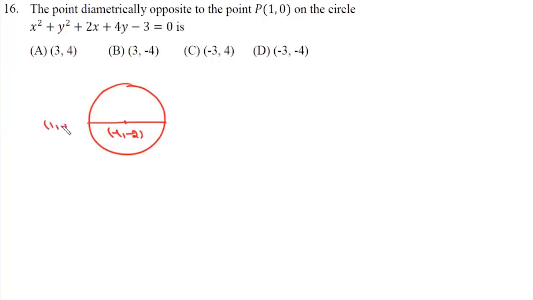Now this point is (1, 0). The midpoint of these two given points should be the center of the circle. So we know that (alpha plus 1) by 2 equals -1 and beta upon 2 will be equal to -2. So the value of alpha is -3 and the value of beta is -4. So this point is (-3, -4), and that's your option D.